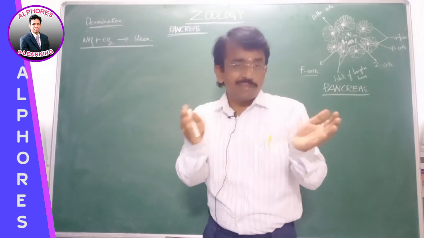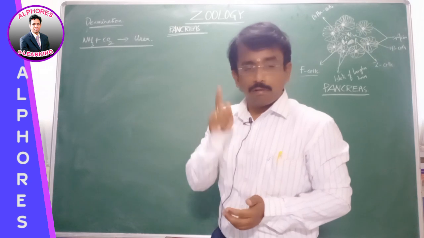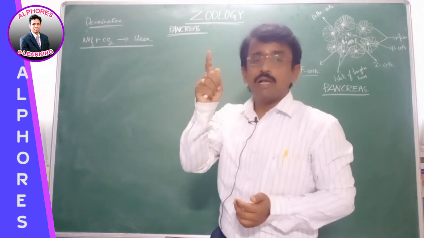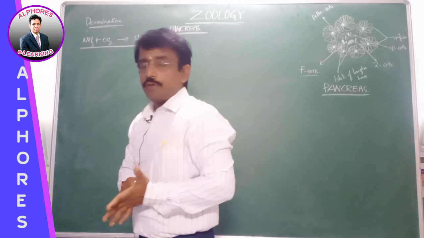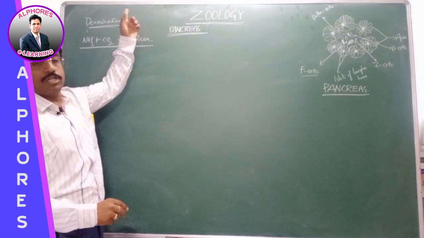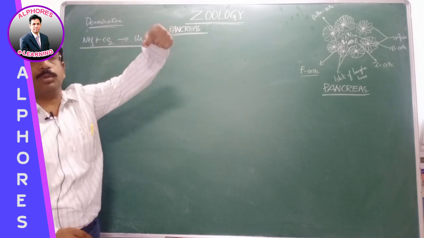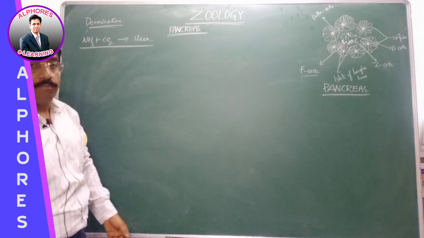The vein that takes away the blood from the liver is the hepatic vein. The ornithine cycle is a cyclical reaction that takes place in the liver for the synthesis of urea, which involves deamination followed by the formation of ammonia, which combines with CO2 and results in urea.